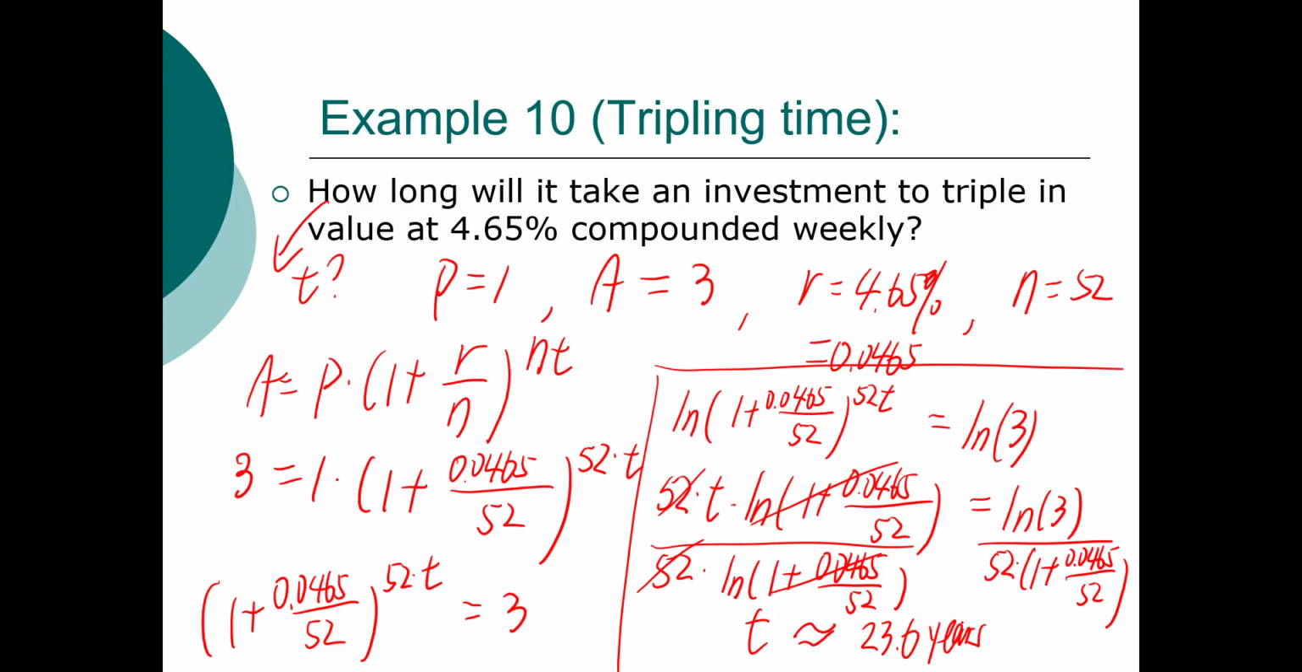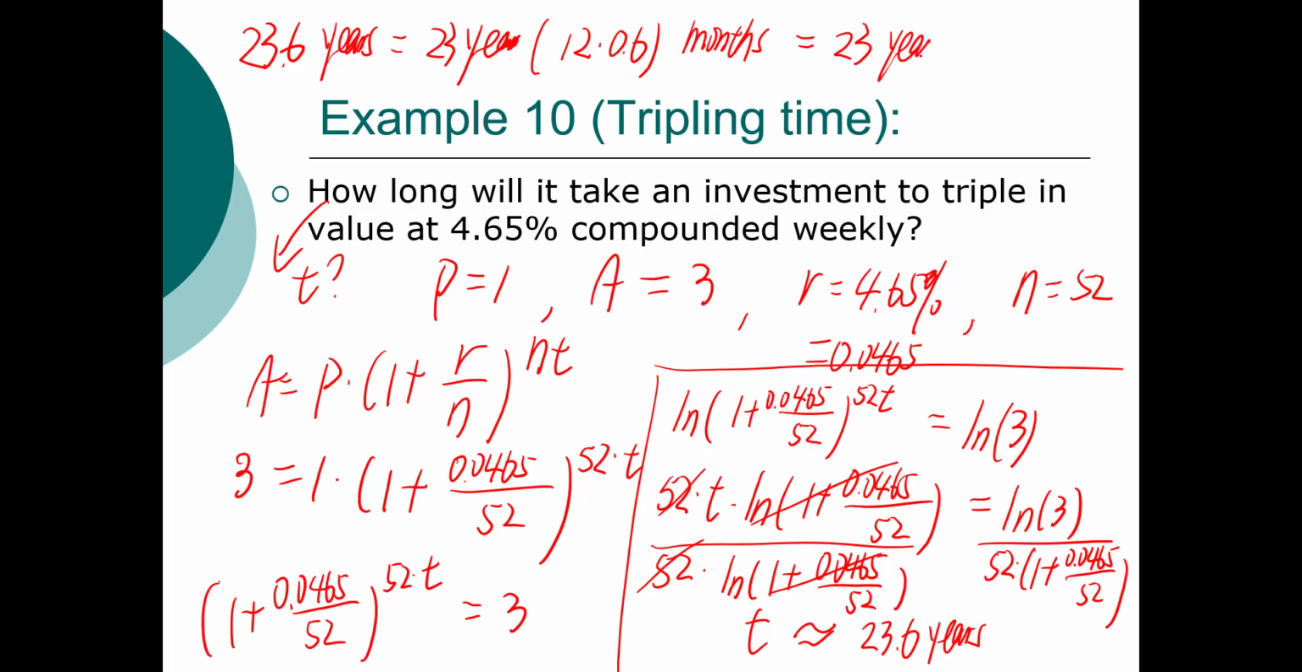And if you want to turn 23.6 years into years and months, that would be 23 years and 12 times 0.6 months, because in a given year there are 12 months. So 12 times 0.6 is 7.2 months. So 23 years and about 7 months. So that's how you do the conversion.